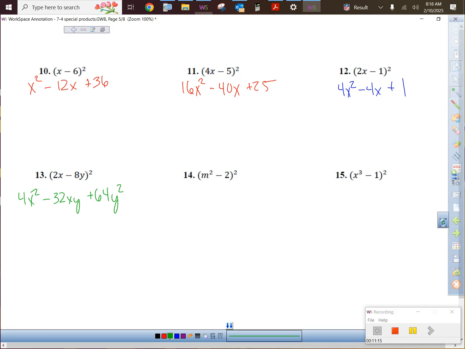Square in the first guy, m to the fourth. The product of those is negative 2m squared. I need twice that, so negative 4m squared. And then square the last guy.